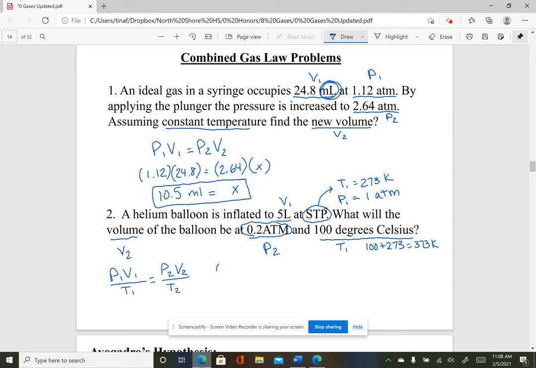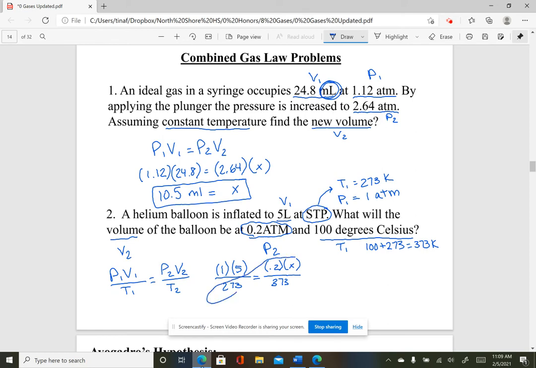All right, so let's do it. P1 is 1, V1 is 5, and T1 is 273. On the other side, I have P2 is 0.2, V2 I don't know, and T2 is 373. Okay, now to solve, guys, I like to cross multiply.